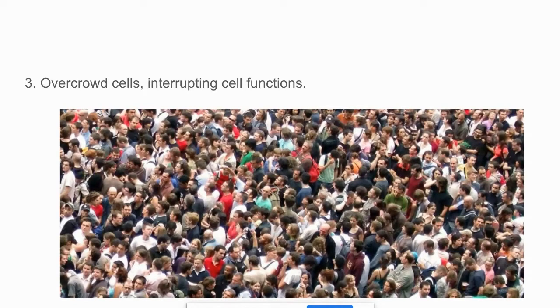Another way is that bacteria grow so quickly, they can double their population every 20 minutes, that within time they'll start to overcrowd the body cells. And when a cell is overcrowded, it cannot function normally, which can cause many ripple effects in the human body.